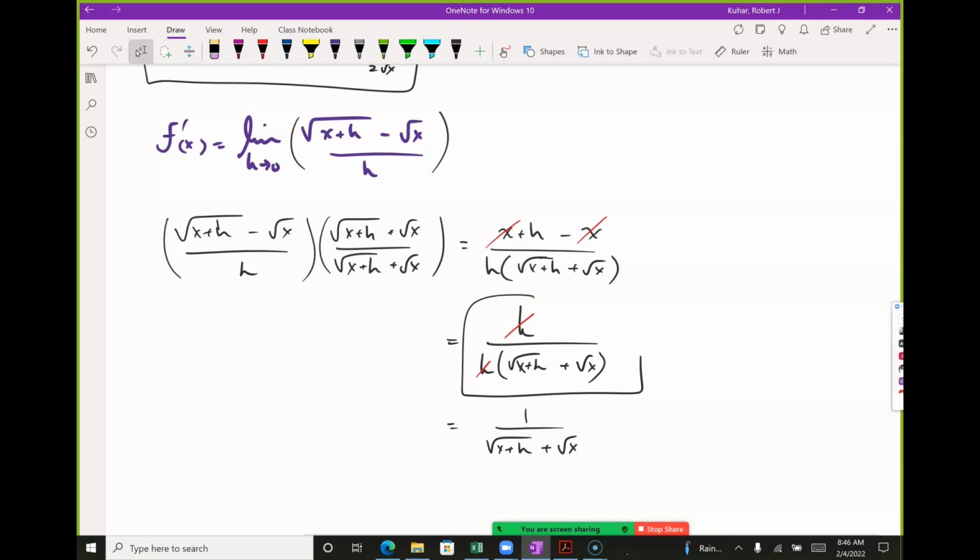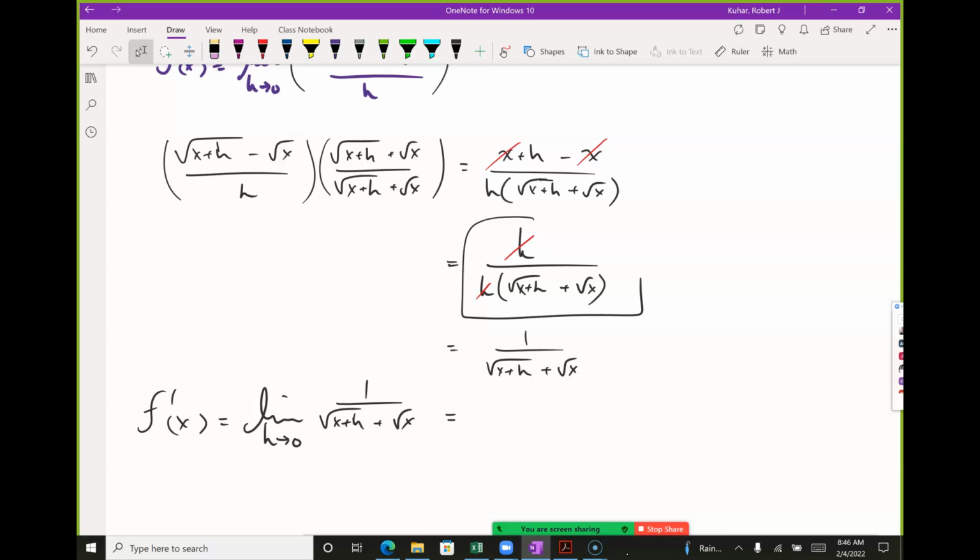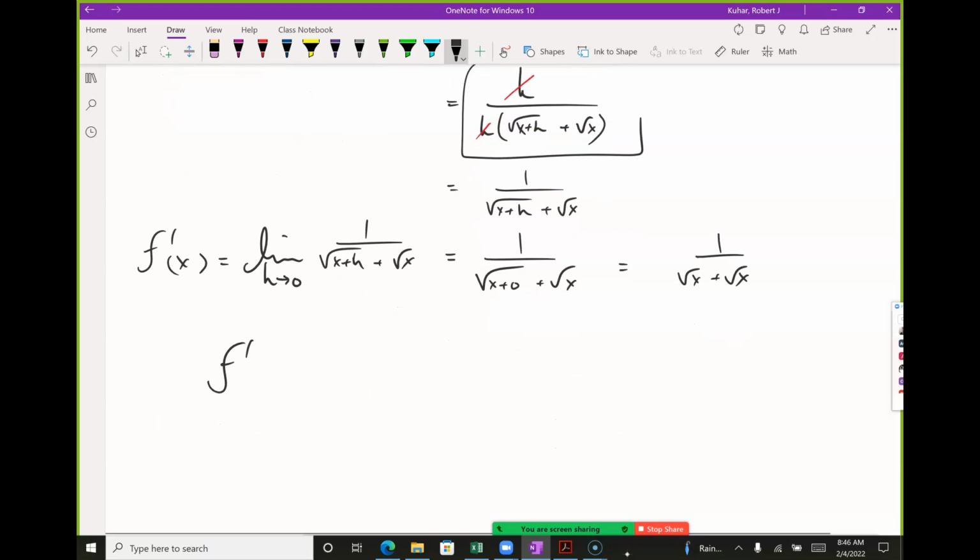So I'm ready to go back to my limit now. F prime of x is the limit as h goes to 0 of 1 over square root of x plus h plus square root of x, all of that in the denominator. And I'm ready to plug in. Since I'm plugging in, I'm at the wall. I don't need to keep saying you're getting closer and closer. I'm just going to plug in my 0 for h. And then I get 1 over rad x plus rad x in the denominator. And there's 2 of them, right? So there it is. F prime of x is 1 over 2 square roots of x.